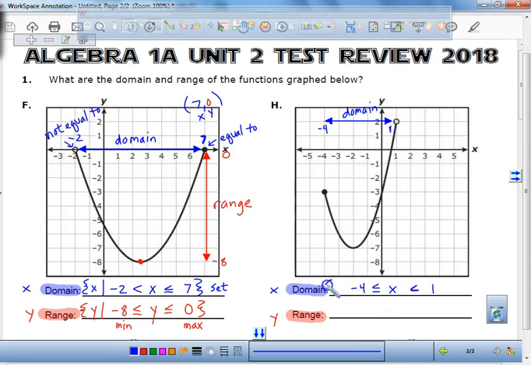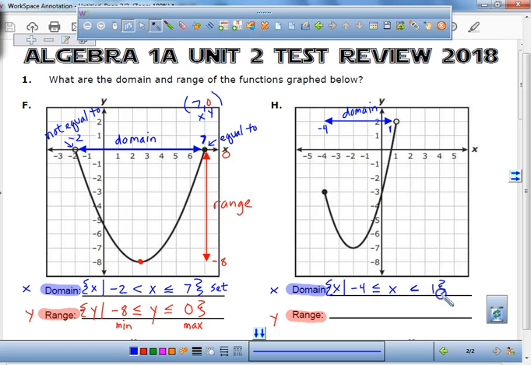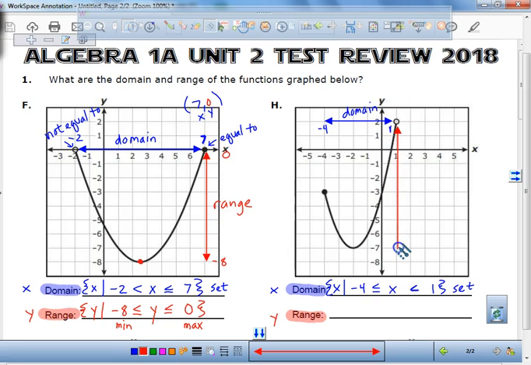Alright, so we have the set of all x values such that x is less than a 1 but greater than or equal to a -4. That's a horrible graph. And this is called set notation. Right? So now we're going to talk about the range. For those of you who are watching this video, don't worry. We're going to do a few more problems so you'll get the gist of it.